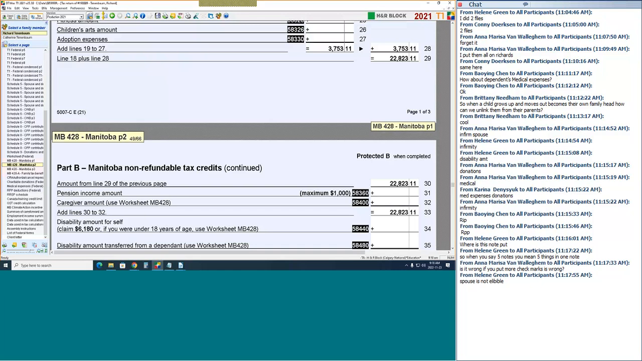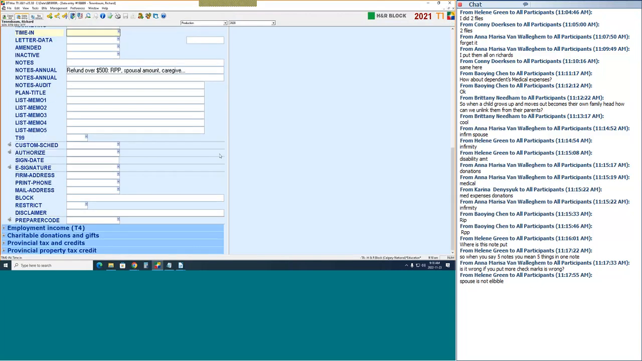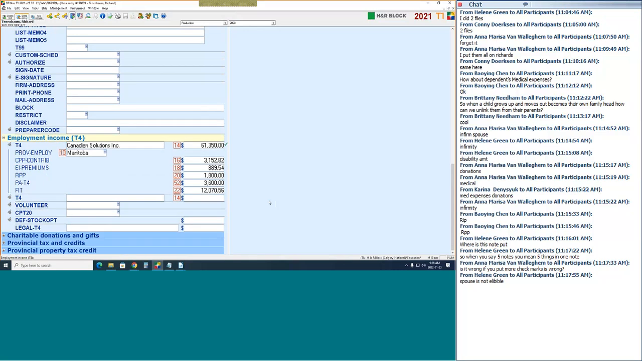So a couple of questions here. Helene says, when I say 5 notes, I mean 5 things in one note. Yes, I want 5 reasons within one note. And then Marisa says, is it wrong if you put more check marks? Yes, you shouldn't put check marks you don't need, only because it makes life complicated. If you put check marks on every single line, then when you look back at your data entry, it gets very busy and it's hard to understand.